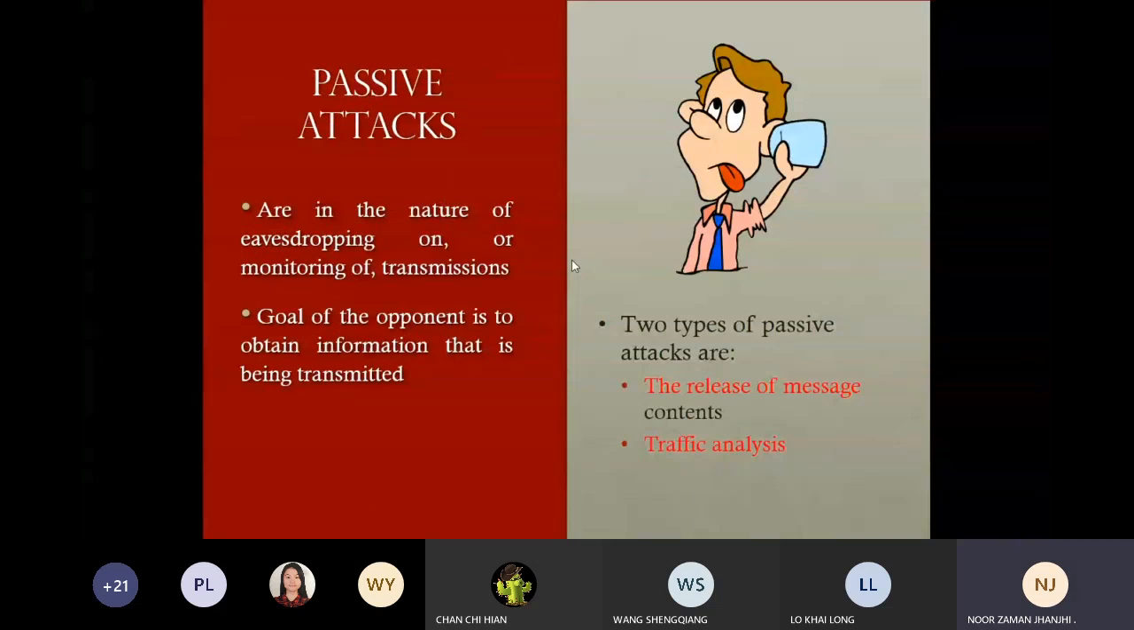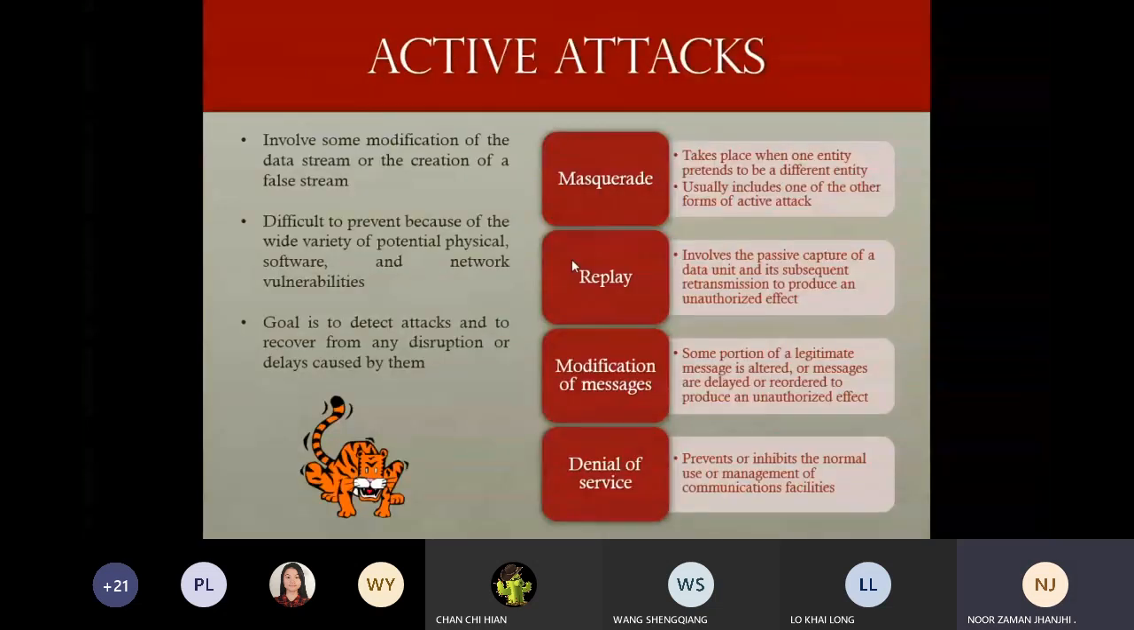It is suggested here. Then when we go to the next step, the active attack is the actual attack where they can bring harm fast. There are so many different types of active attacks.